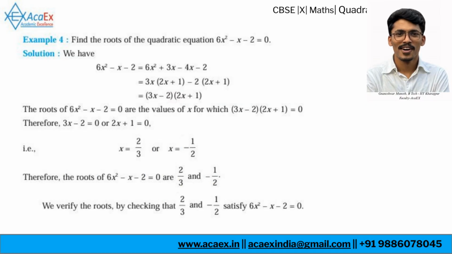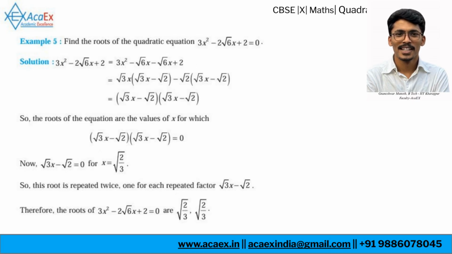Example 4, finding roots. Problem: find the roots of the quadratic equation 6x squared minus x minus 2 equals 0. Solution: we split the middle term, minus x, into plus 3x minus 4x. The equation factors into (3x minus 2)(2x plus 1) equals 0. Setting each factor to 0 gives the roots x equals 2 divided by 3 and x equals negative 1 divided by 2. Example 5, finding roots with surds.